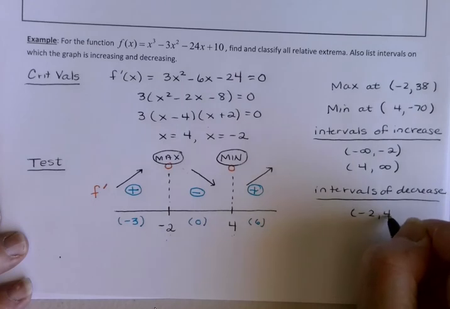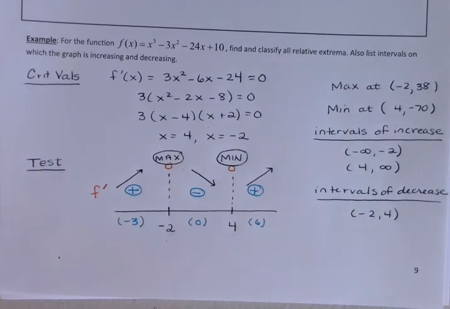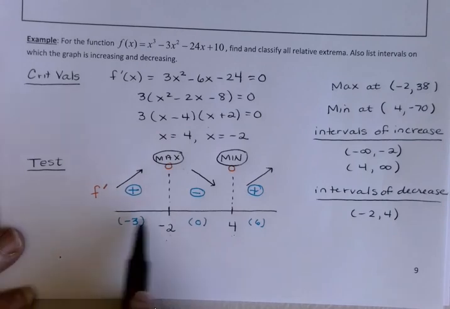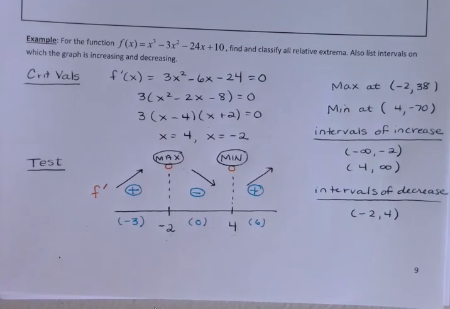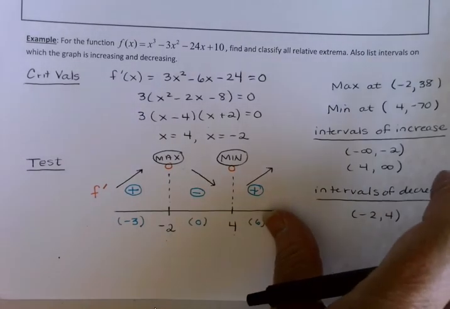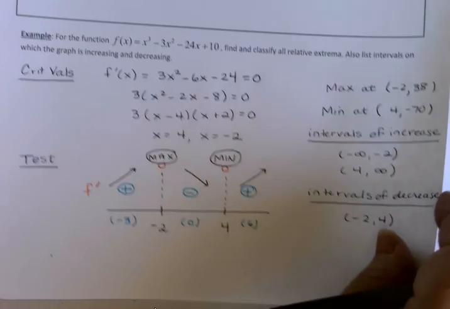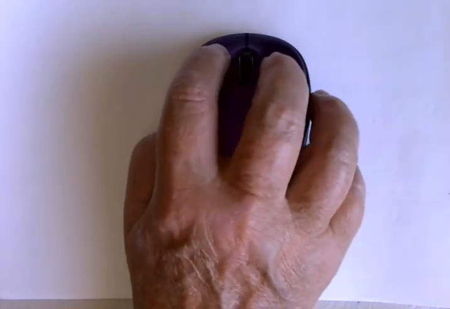So notice that when you're giving intervals of increase and decrease, you are giving intervals of x values. Saying from this x value to that x value, the graph is increasing or going up, and so on. All right, let's pause there, and we'll come back and talk about what the second derivative tells us in the next video.